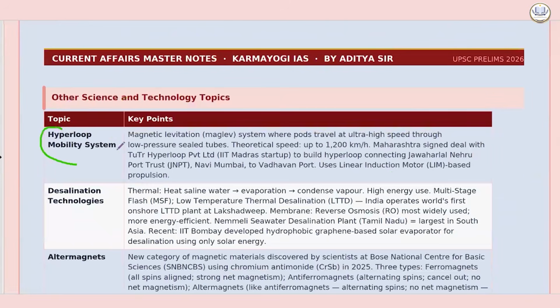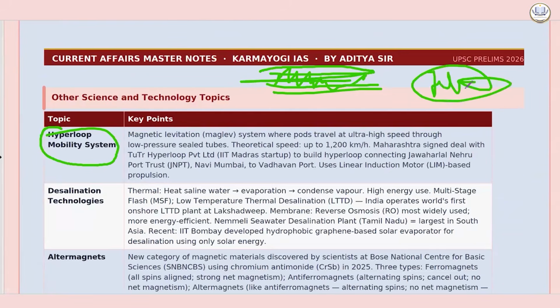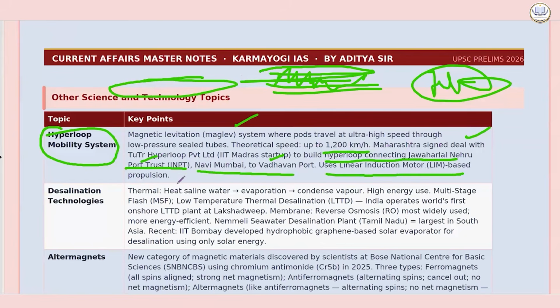Then we have other technology like Hyperloop. So magnetic levitation, you must have heard of in Japan. In Japan, the Shinkansen bullet train used this, where pods travel at ultra high speeds through low pressure sealed tubes, with a theoretical speed of up to 1,200 kilometers per hour. Maharashtra signed a deal with TUTR Hyperloop Private Limited, which is an IIT Madras startup, to build a Hyperloop connecting Jawaharlal Nehru Port Trust, JNPT, Navi Mumbai to Vadhavan Port, using linear induction motor based propulsion.